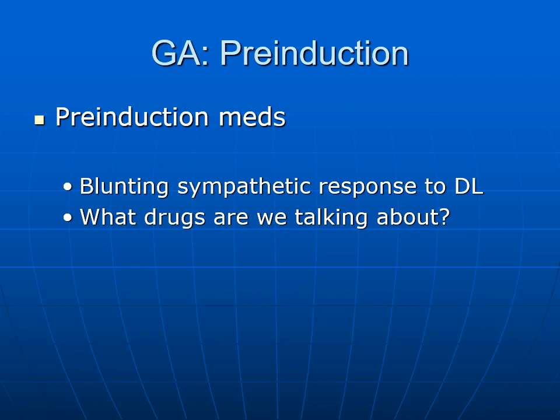So we want to blunt this sympathetic response, and by that I mean heart rate and blood pressure shooting up out of the sky. That's what happens. That's the sympathetic response. Your body does not like that. So to decrease it, what drugs are we going to give?